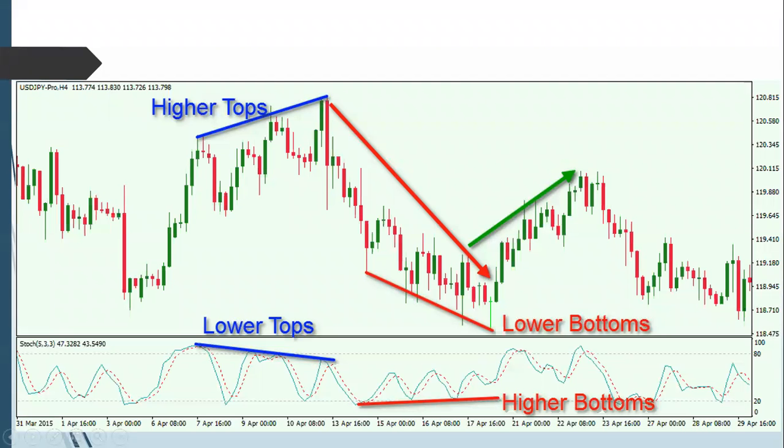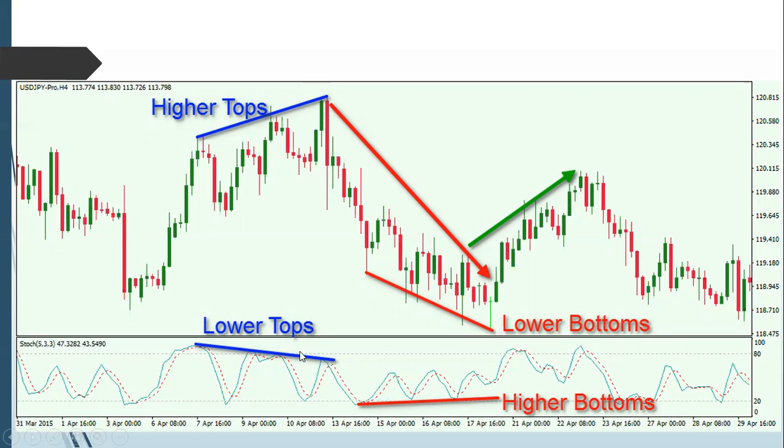This here is an example with a stochastic indicator, and here we actually spot divergence. Here you have higher tops, which shows a trend, of course. A continuous higher high movement where the momentum oscillator is actually going lower and lower, right?